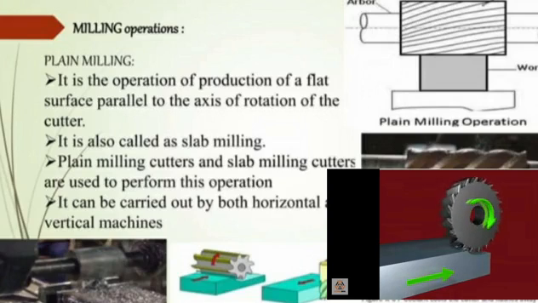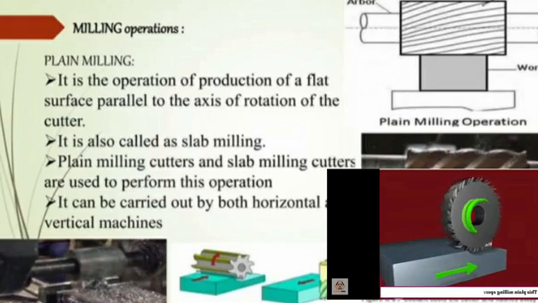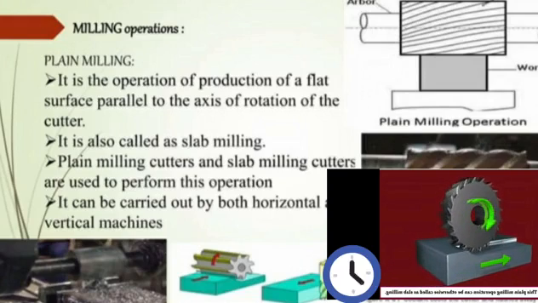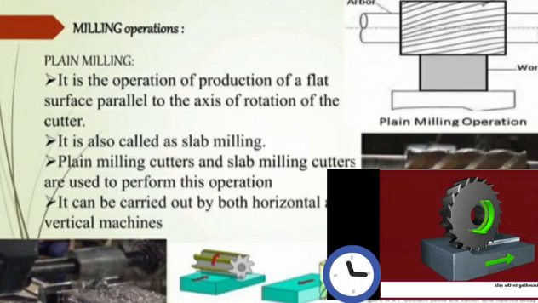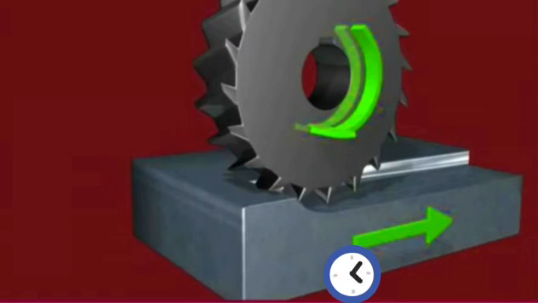Plane milling. It is the operation of production of a flat surface parallel to the axis of rotation of the cutter. It is also called slab milling. Plane milling cutters and slab milling cutters are used for this operation. It can be carried out by both horizontal and vertical milling machines.